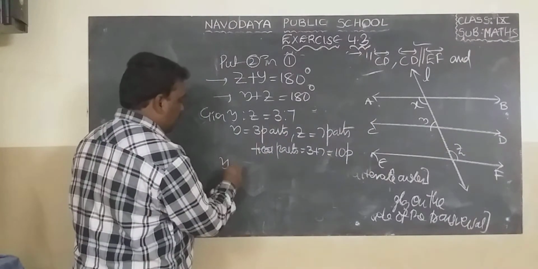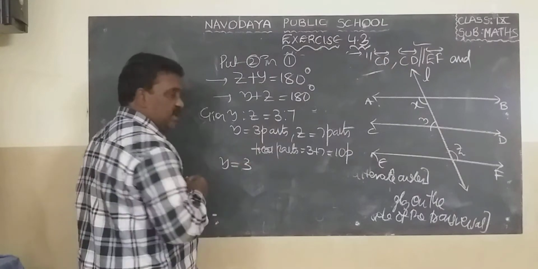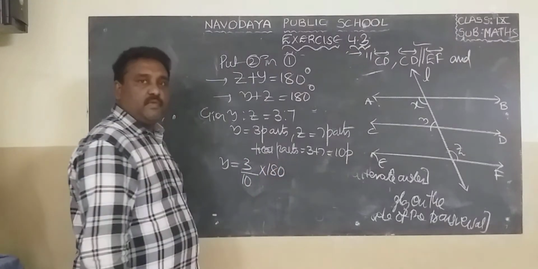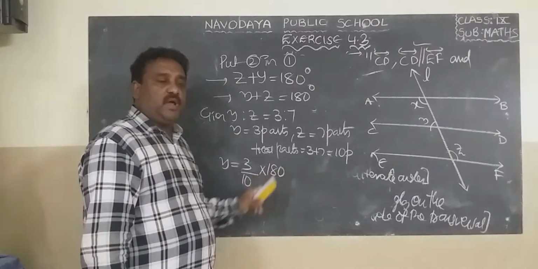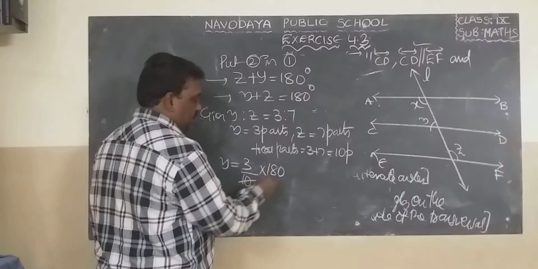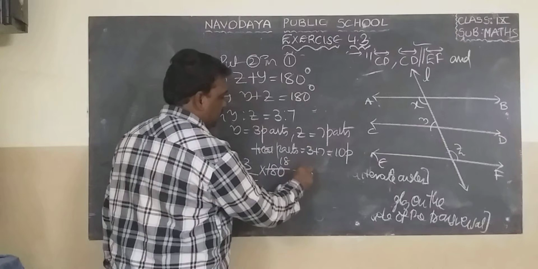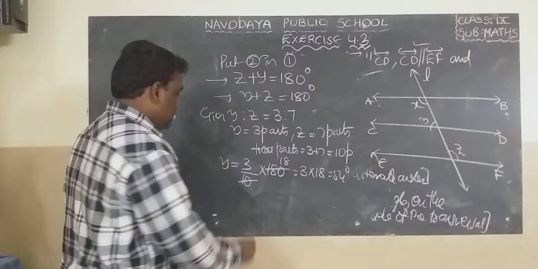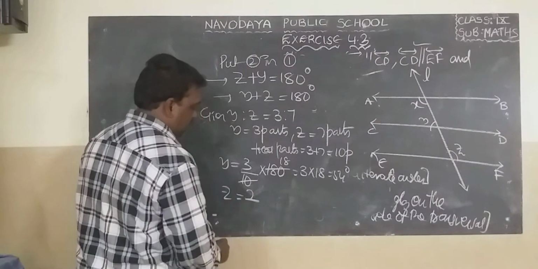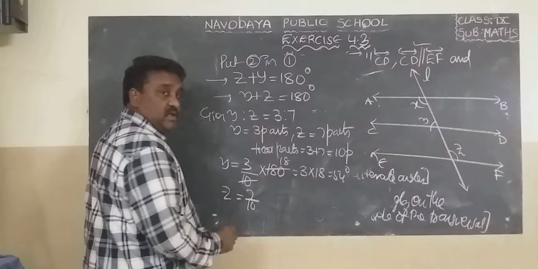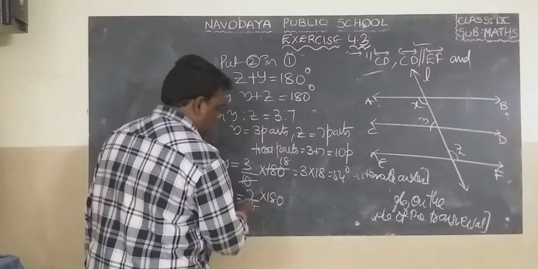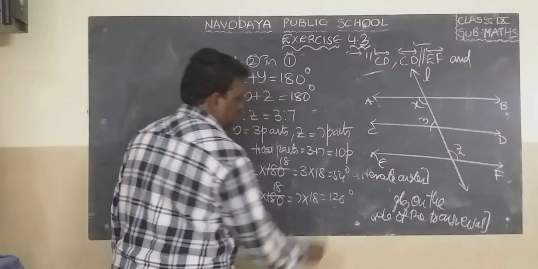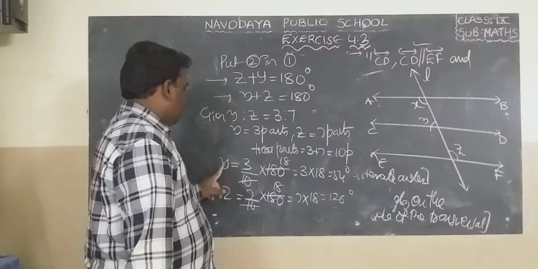Okay? Y equal to y how many parts? 3 parts out of 10 parts. Total angle 180. Y equal to 3 by 10 into 180. Do cancellation. 10 cancel, 180 cancel, 18 times. 3 into 18 how much? 54. Z equal to how many? 7 parts out of 10 parts into 180. Cancel, 18 times. 7 into 18 how much? 126.